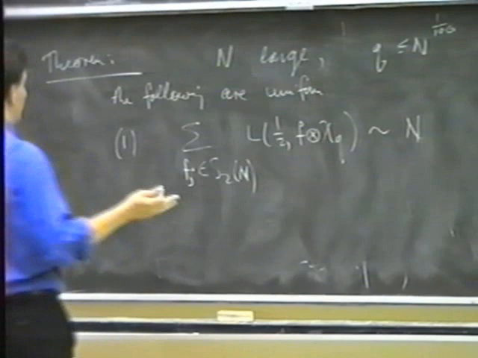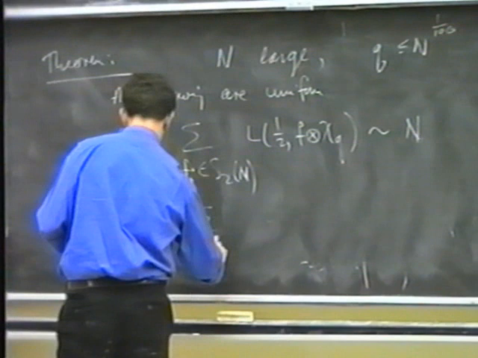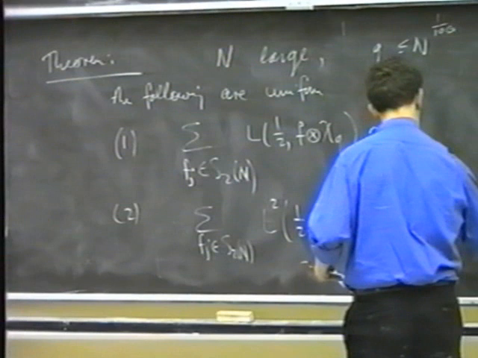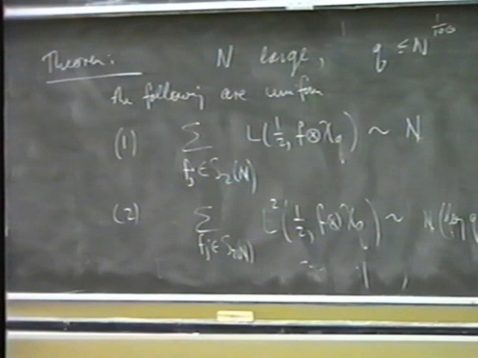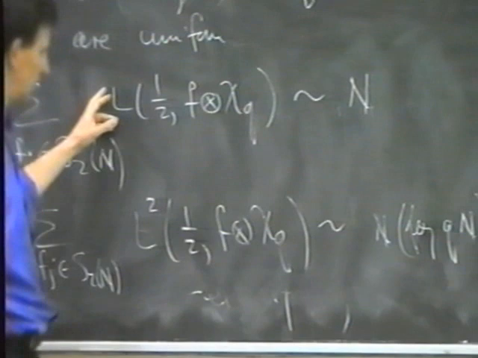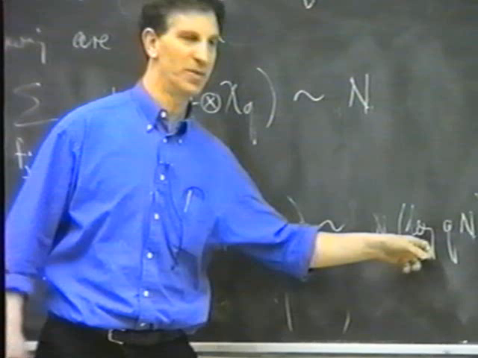So to see further, we square: the sum of f_j in S to n of L squared at a half, f twisted by chi q, is asymptotic to n log qn. So on average, this is not size 1. This is going to be very important. It's size log. So for the L functions at a half, we don't know exactly what's going on. We want to know how many are not zero and so on. They're non-negative. But whatever they are, on average they are n, and the squares are about log n.